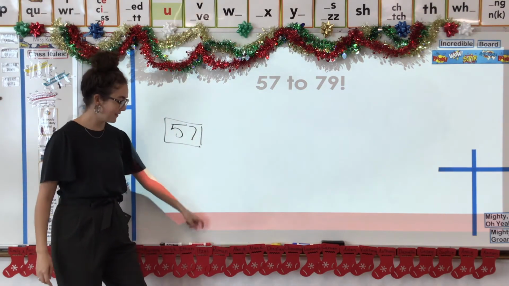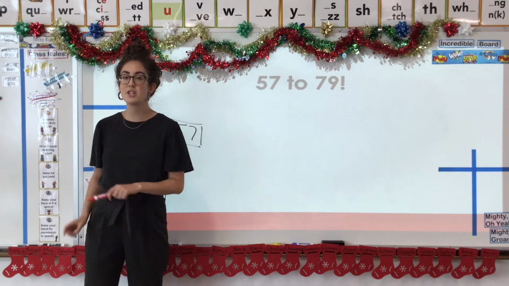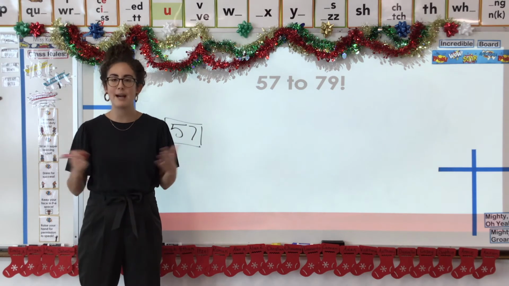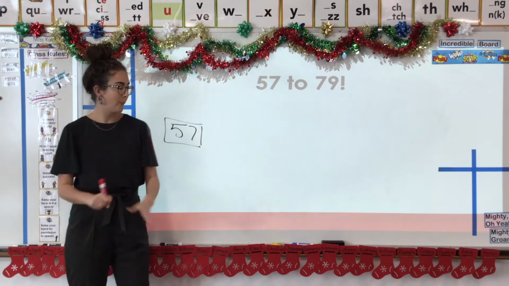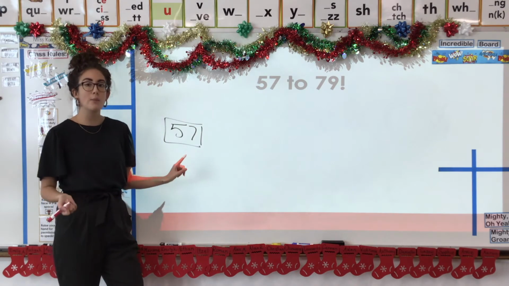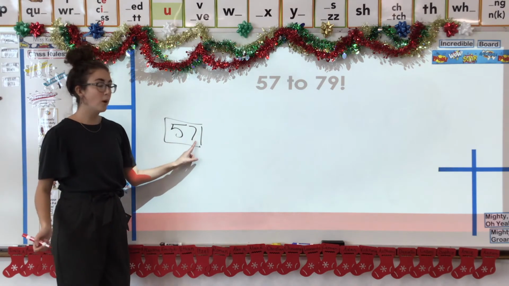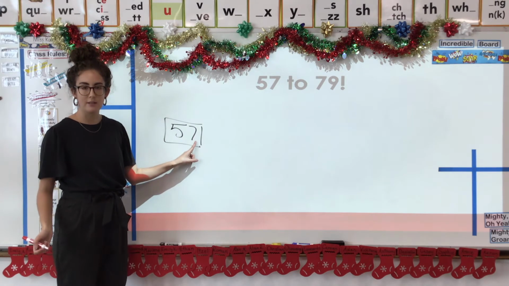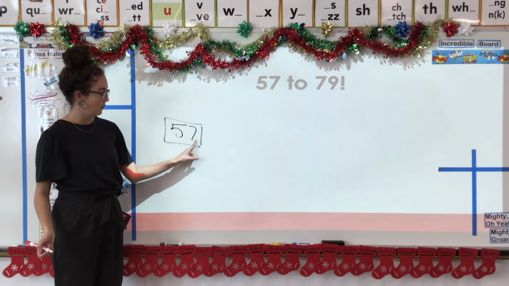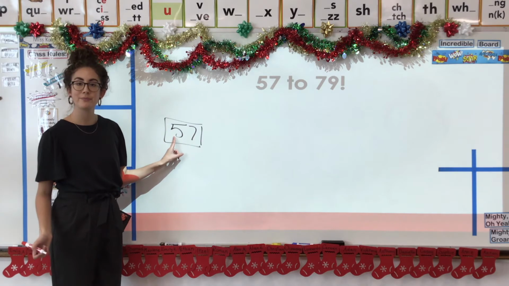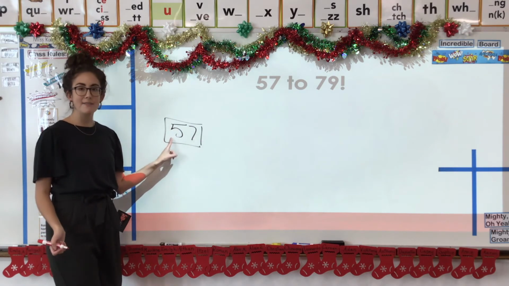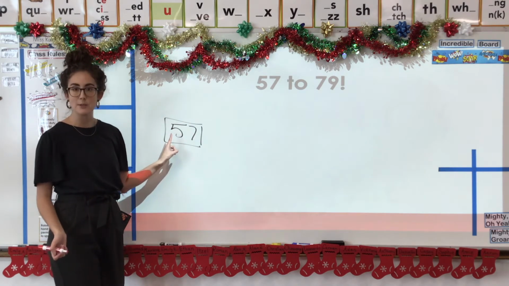Okay, we're still at 57, but this time we're going to start with our tens to see what happens. So we're at 57. We want to start counting by tens. So will the 5 or the 7 place be changing for counting by tens? What's going to change? The 5 is going to change because it's in the tens place.